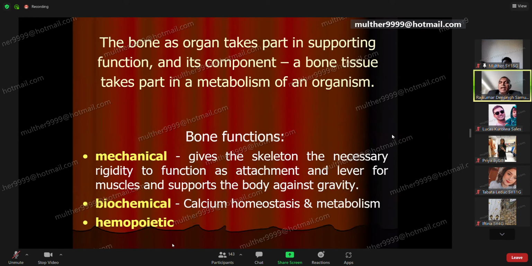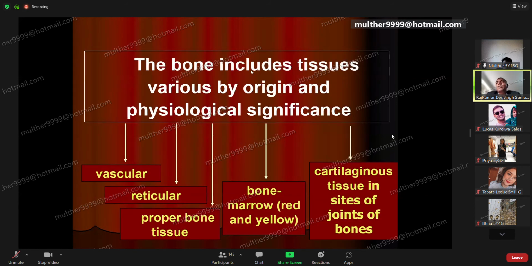And it has bone marrow, so it has hemopoietic function. Apart from that, there are other functions also. If you don't have bone, you won't look like who you are. Everybody will be like some amoeba, like some jelly, moving like a jelly. So thank God for bones, that give you shape. It makes you look like who you are. So why is bone not a cell or a tissue? It is an organ because it has a vascular component, reticular component, proper bone tissue, bone marrow, and cartilage. All these things make bone an organ itself.